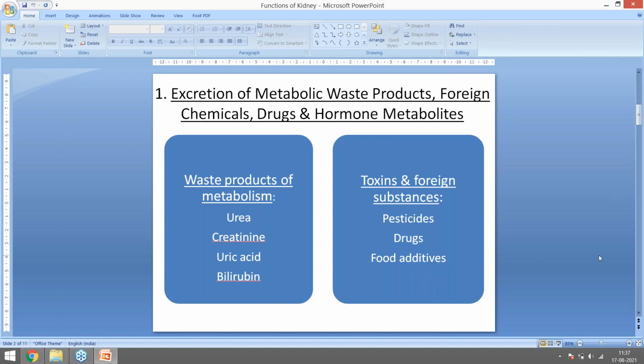So the first important function of kidneys, as we all are aware of, is excretion of metabolic waste products, foreign chemicals, drugs, and hormone metabolites. Okay, so which are these waste products? Usually they are the products of metabolism, such as urea, creatinine, uric acid, and bilirubin. Then there are several toxic and foreign substances which also need to be excreted out of the body, and those are mainly pesticides, drugs, or food additives.